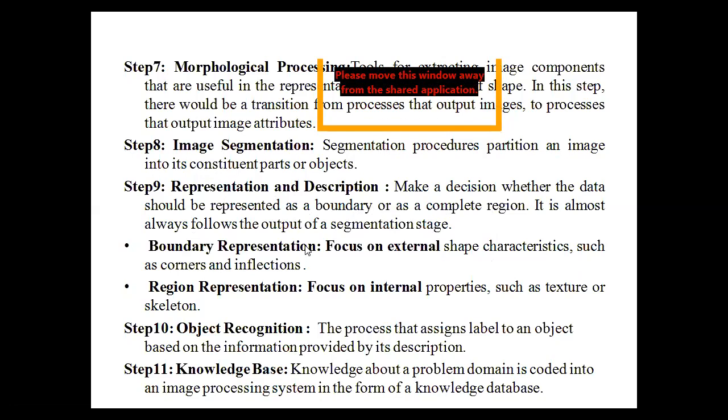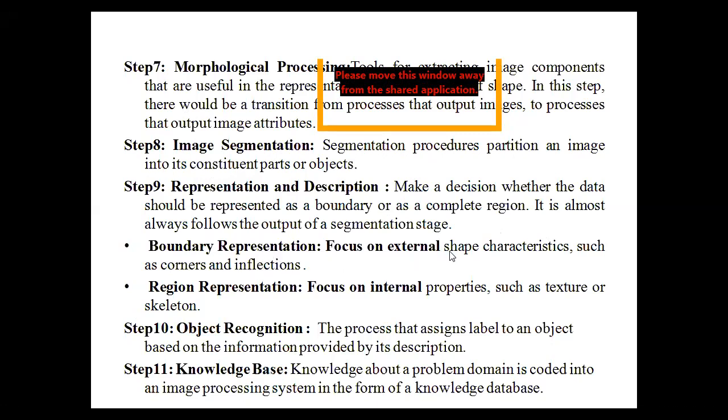Next, boundary representation. What is the boundary? Suppose you are taking any picture; if we know the boundary, only then are you getting the geometrical structure of that image. Only when the boundary is clear do we get the correct geometrical structure of that image. That's why boundary representation means focus on external shape characteristics such as corners and inflections.